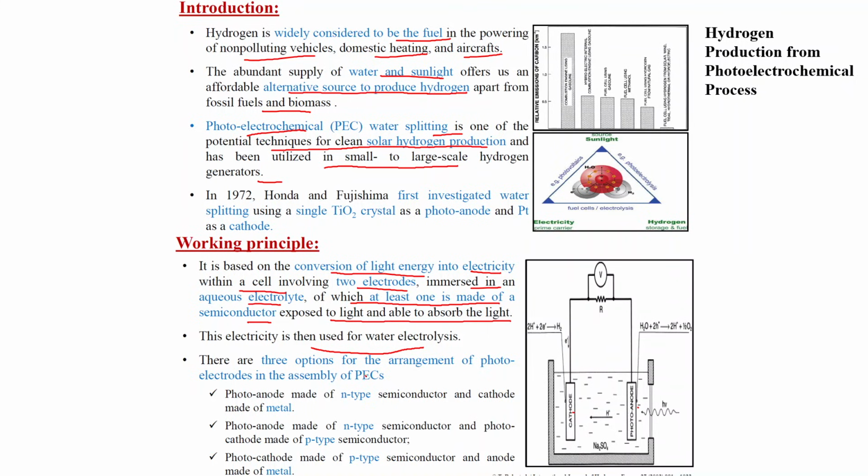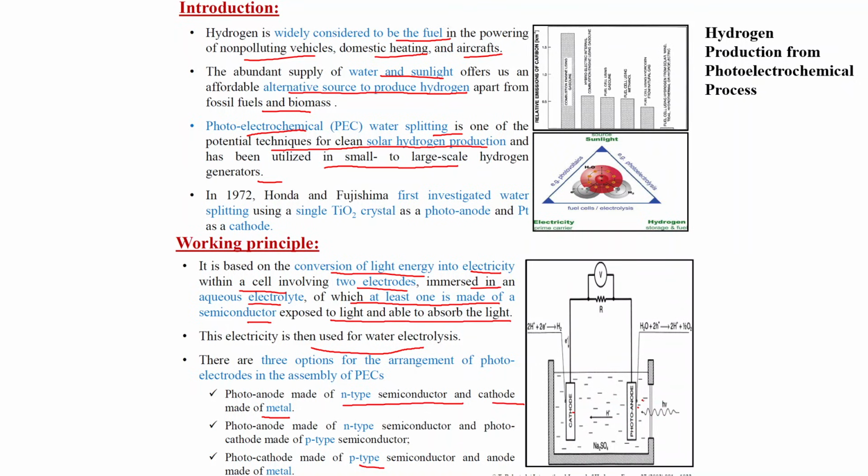There are three options for the arrangement of photoelectrodes in the assembly of a PEC. Two electrodes are there. Suppose one electrode is a photoanode made of n-type semiconductor, and the cathode is made of metal. Either we take one semiconductor and one metal, or we can take both semiconductors. The arrangements are: one p-type semiconductor and a metal, one n-type semiconductor and a metal, or both, one n-type and one p-type. We will be studying this further.